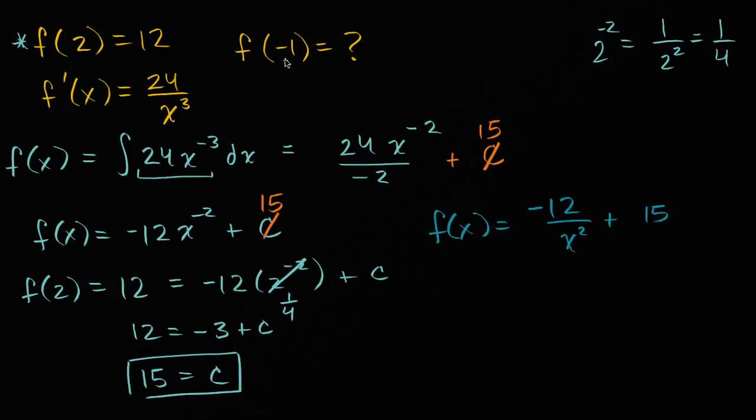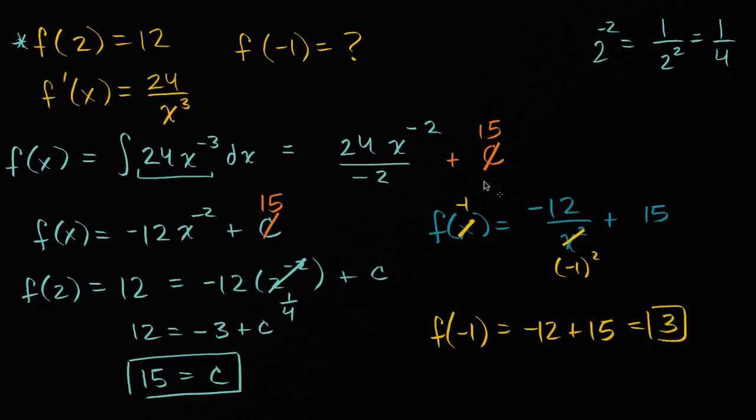And now using that, we can evaluate f of negative 1. f of negative 1, where everywhere we see an x, we put a negative 1 there. So this is going to be negative 1 squared. So f of negative 1 is equal to negative 12 divided by negative 1 squared. Well, negative 1 squared is just 1. So it's going to be negative 12 plus 15, which is equal to 3. And we're done. This thing is equal to 3.